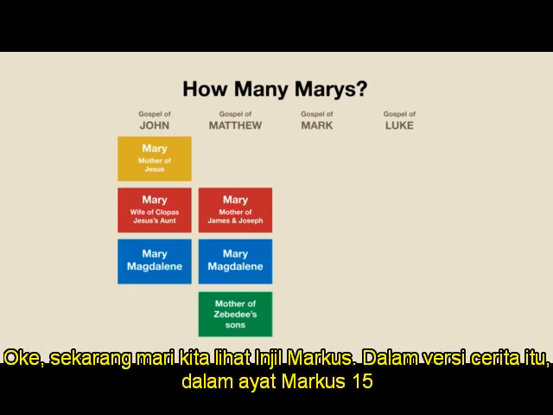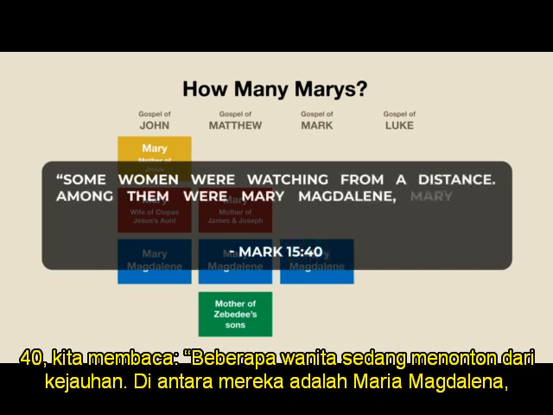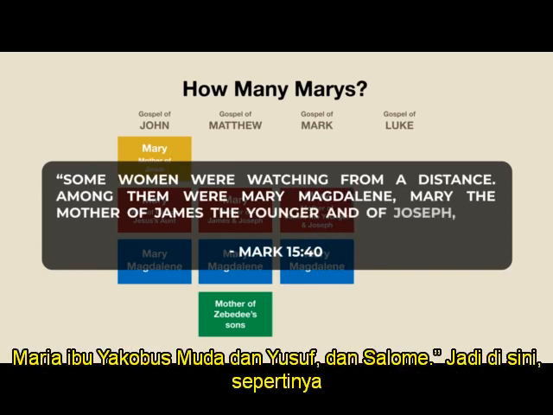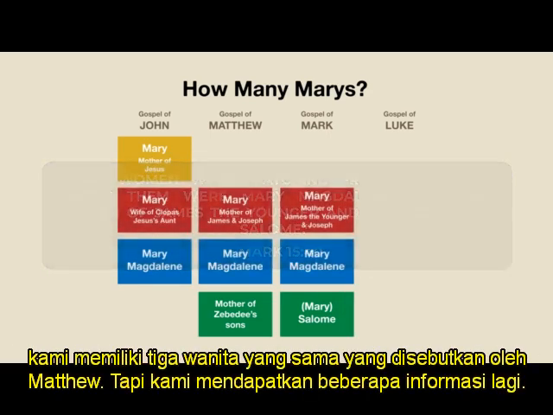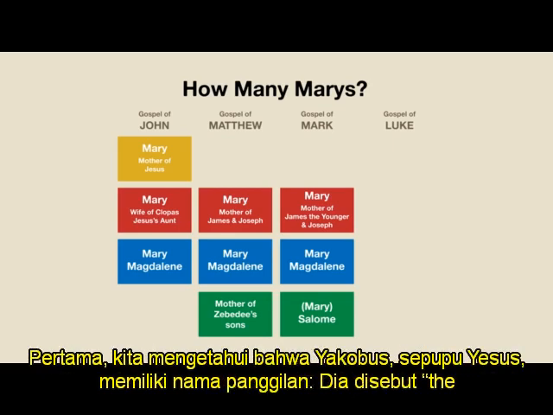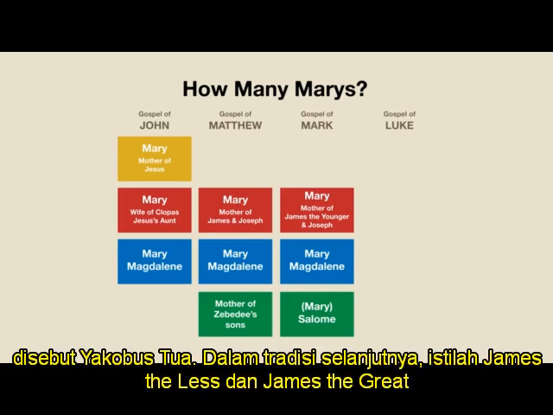Okay, now let's look at the Gospel of Mark. In that version of the story, in Mark 15, verse 40, we read, "Some women were watching from a distance. Among them were Mary Magdalene, Mary, the mother of James the Younger and of Joseph, and Salome." So here it seems that we have the same 3 women mentioned by Matthew, but we get a few more pieces of information. First, we learn that James, the cousin of Jesus, had a nickname. He was called the Younger. This was probably to distinguish him from James the son of Zebedee, who is called James the Elder.